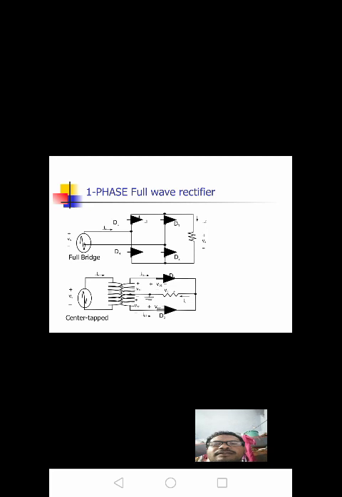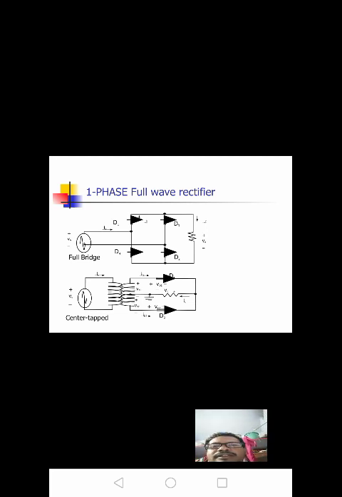Here I am using a full bridge with 4 diodes. In the first diagram, the full bridge conversion uses diodes D1, D2, D3, D4. It is in parallel with the resistive load.